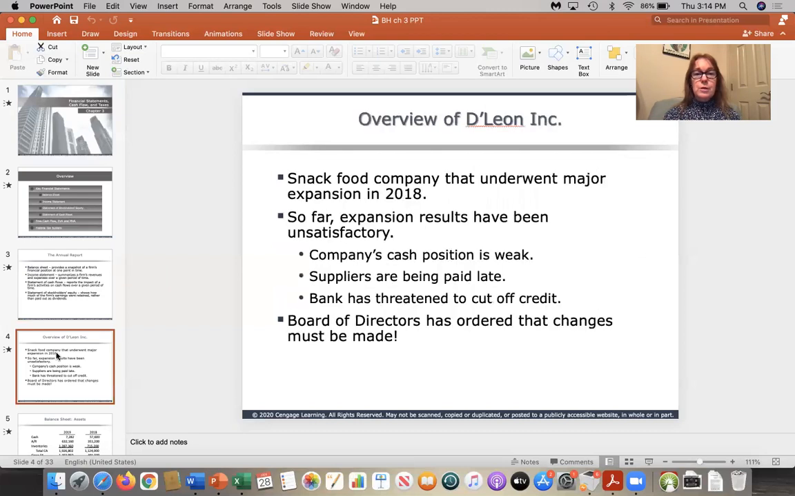All right, so we're going to be talking about this company called De Leon. They have undergone an expansion, and it hasn't worked out for them yet. So we're going to see what happens in the next chapter. But they've undergone this expansion, and their numbers, their financials, look kind of bad. And then we'll be looking at this company throughout the next two chapters.